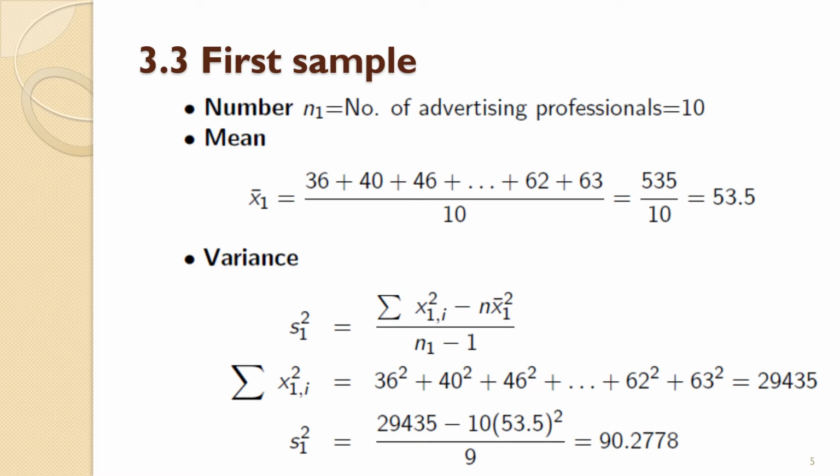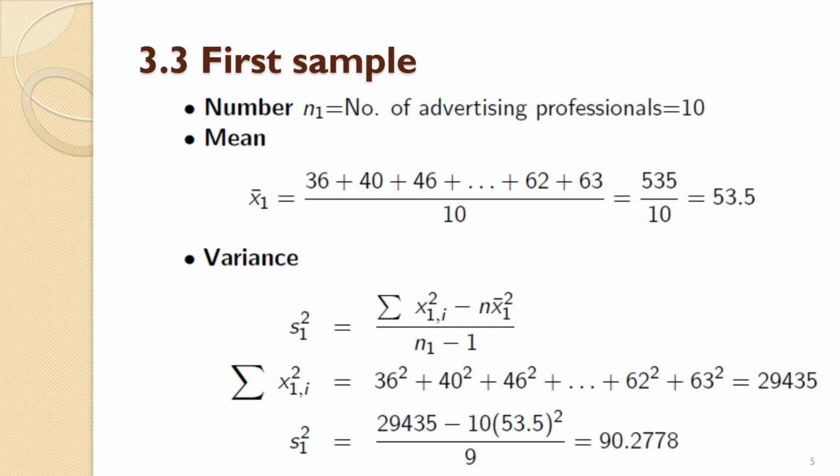Not all textbooks have this correct. And then the sum of xi squared is just literally summing the squared observations, and then you would calculate the variance, putting the numbers in one by one like this. So it comes out as 90.2.